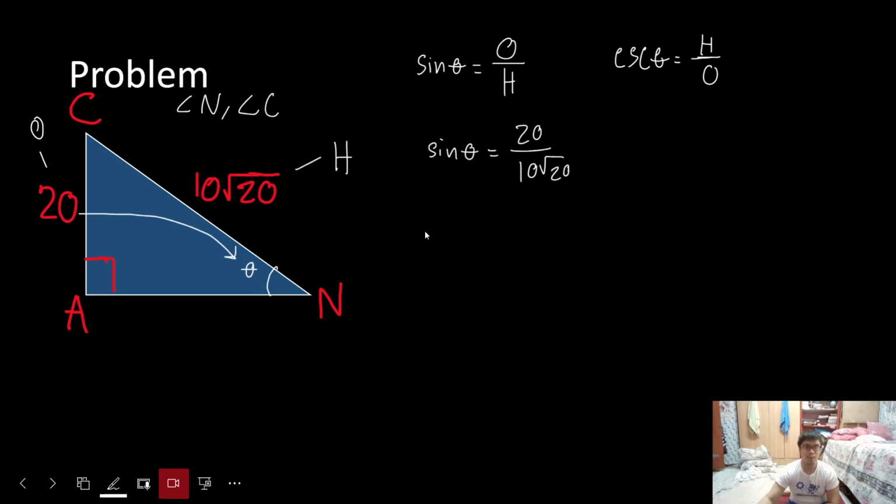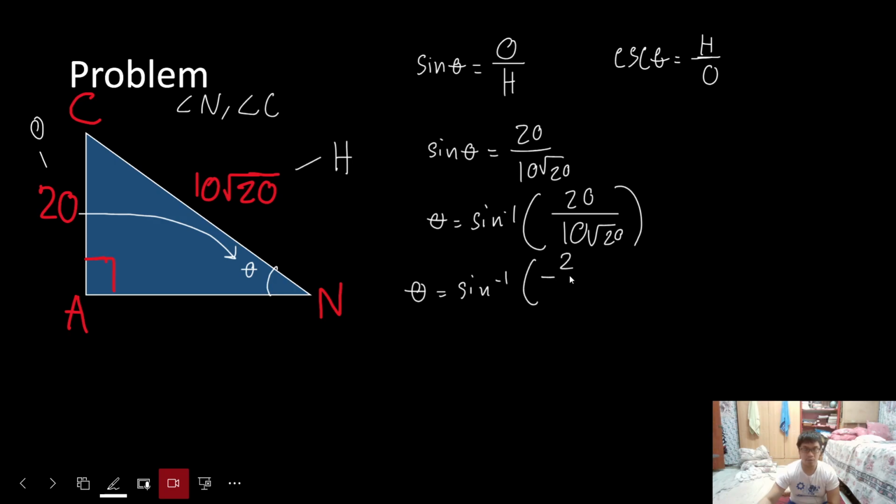Okay, so put the word sine to the right. You will have theta is equal to arc sine of 20 all over 10 square root of 20. These two numbers are both divisible by 10. 20 divided by 10, it's 2, all over 10 square root of 20 divided by 10, it's square root of 20. Okay? And we can still simplify this one because we have a radical term in the denominator.